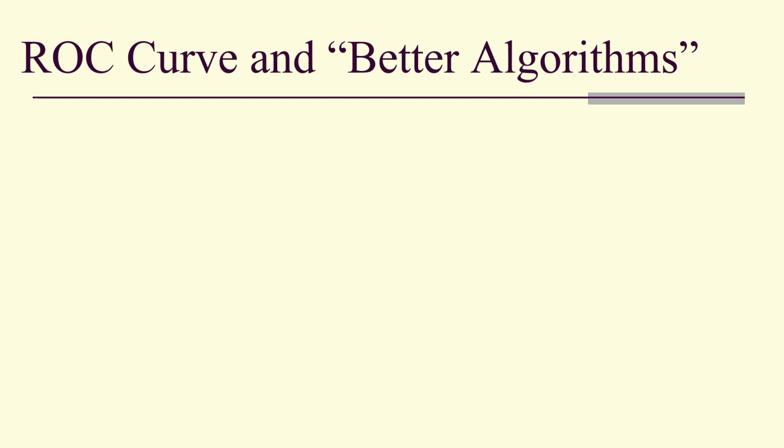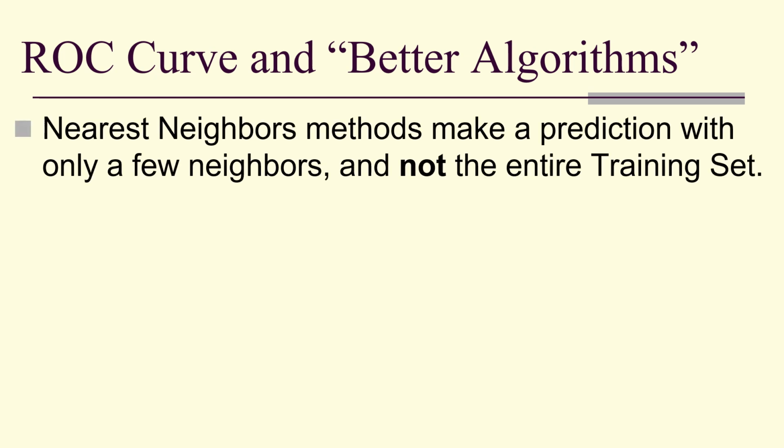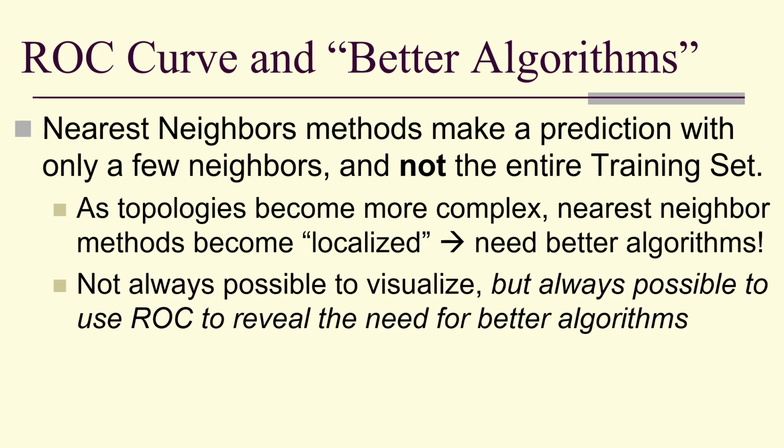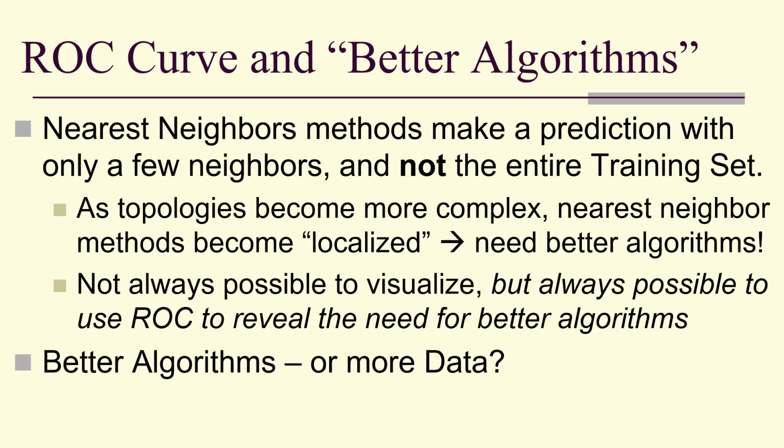So the receiver operating characteristic reflects the fact that nearest neighbor methods make a prediction with only a few neighbors and not the entire training set. So as topologies become more complex, such as n getting larger in our tunable binary data, nearest neighbor methods become localized. So we see we're going to need better algorithms. However, we saw this visually, and it's not always possible to visualize, but we can always use the receiver operating characteristic to give us the same information that visualization does.